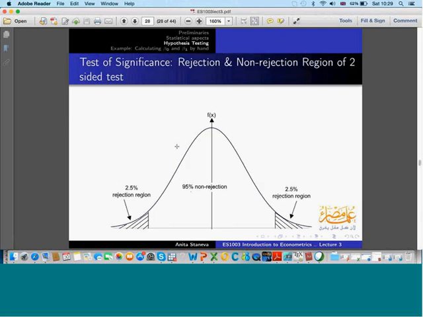What does this mean? If we imagine the rejection and non-rejection region of a two-sided test, it looks like this. If we imagine that the whole area is 100, the level of significance is going to be 100 minus the confidence level we are choosing. For example, if we choose the 95% confidence interval, then the significance level is 5%, and there is a 95% non-rejection region.